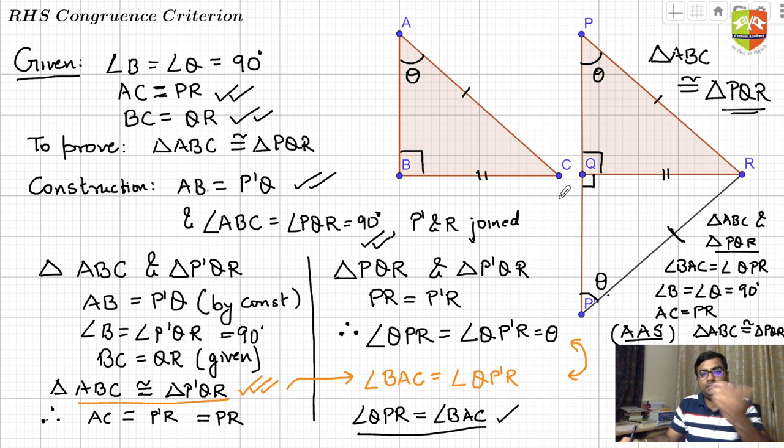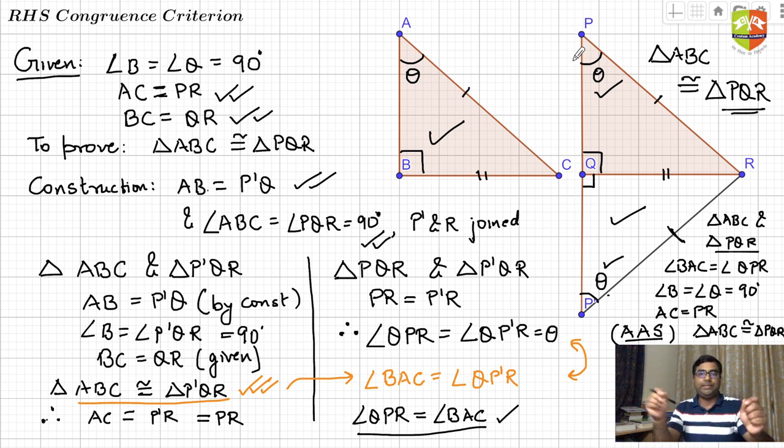So what did we do? We had two triangles. We had drawn AB equal to PQ, correct? And angle B is equal to Q also. We had maintained that, proved that this particular triangle here is congruent to this one. This side is equal to this side, that is AC is equal to P'R, which was in turn equal to PR. The moment we established that, we got this theta equal to this theta, because these two triangles were proven to be congruent. So hence A became equal to P, and that is what we were chasing.